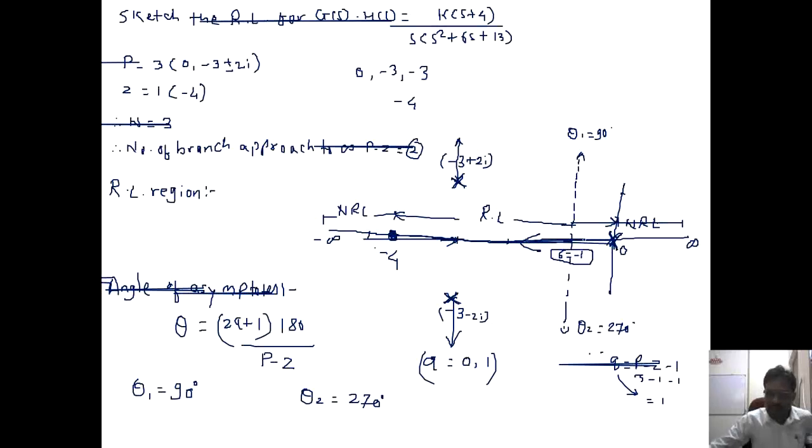As your asymptotes are not intersecting your imaginary axis, this is your imaginary axis. If these asymptotes are not intersecting the imaginary axis, that means your root locus, which is starting from the complex pole, again will not intersect your imaginary axis. So no need to calculate the intersection with the imaginary axis. Okay, so no need to calculate the breakaway point as well as the intersection point.